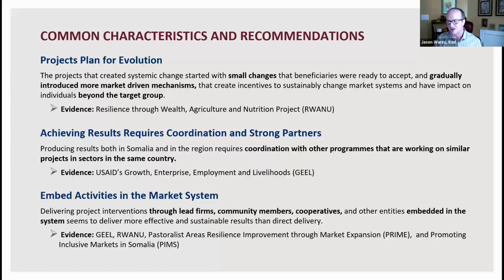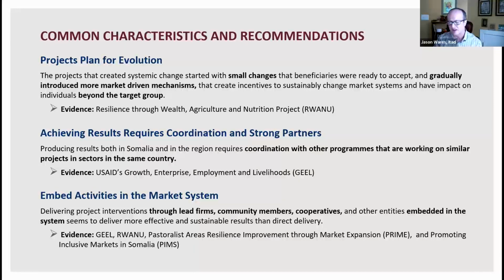The second characteristic was that achieving results requires coordination, specifically coordination with other programs and local organizations that are working on similar projects in sectors in the same country. It's also important for market systems development projects to work with local partners and lead firms and to track partner capacity through the project to make sure that partners do not get overextended, that they can deliver the results that are assigned, and that they have the resources to meet objectives as they develop during the program.